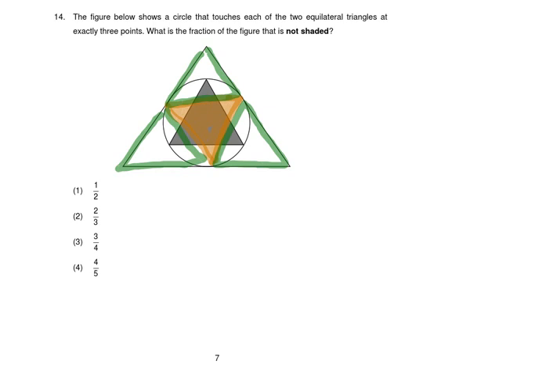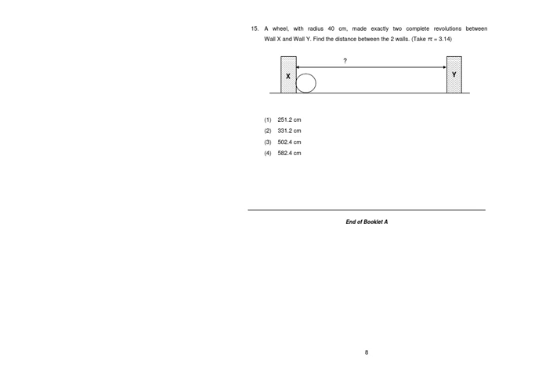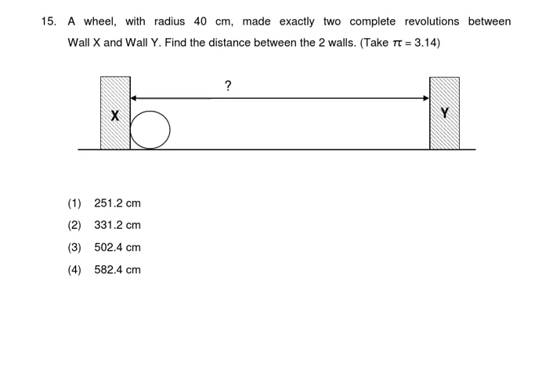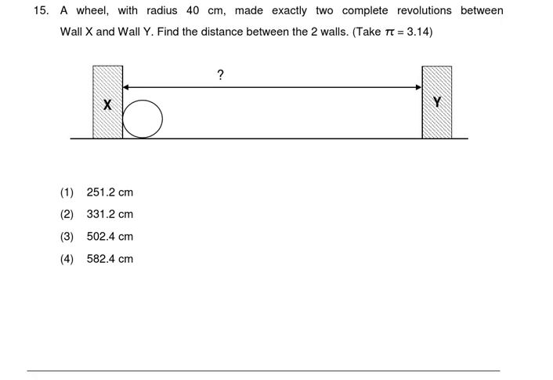Okay, question 15, any problem? Okay, let's go through question 15. A wheel with radius 40 cm makes exactly 2 complete revolutions between wall X and wall Y. Not drawn to scale, huh? First let me tell you, this is not drawn to scale. If this is drawn to scale, you would have made more than 2 revolutions, correct? It's very, very not drawn to scale.